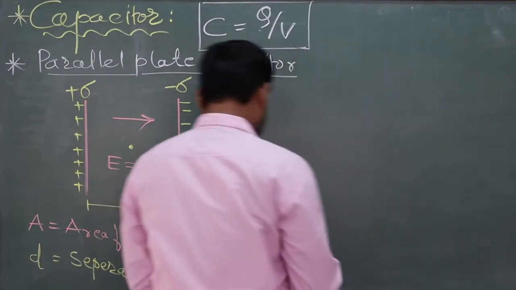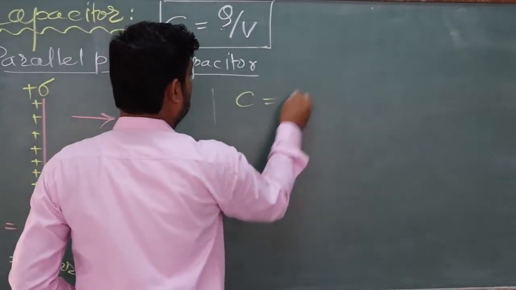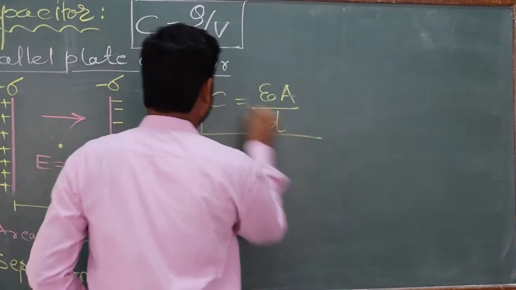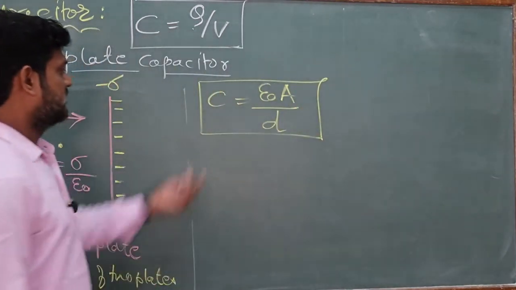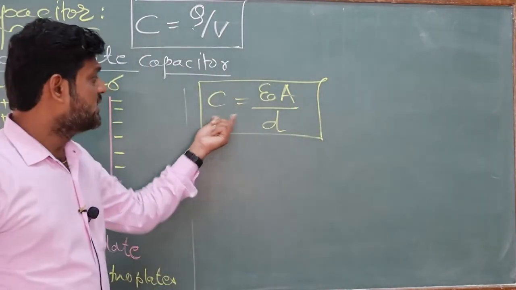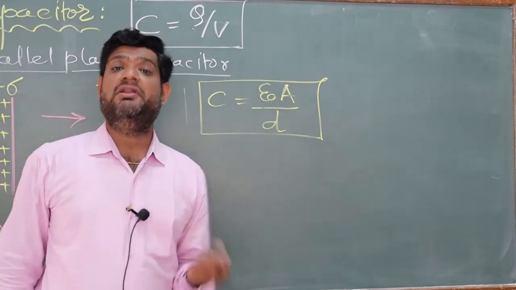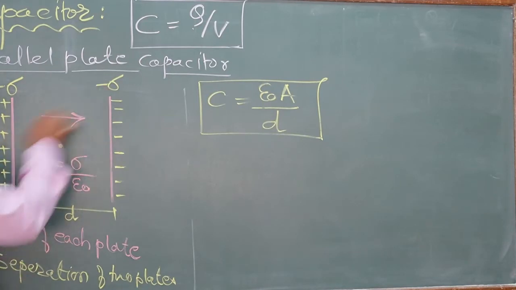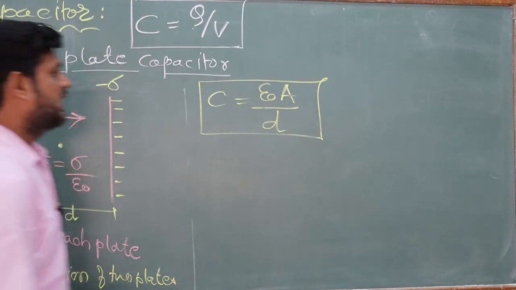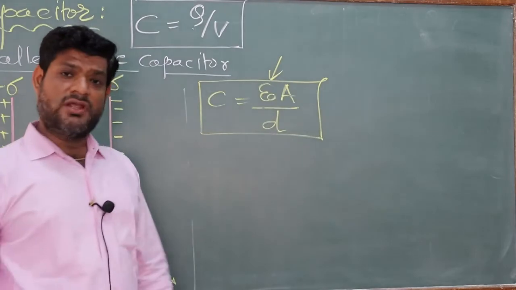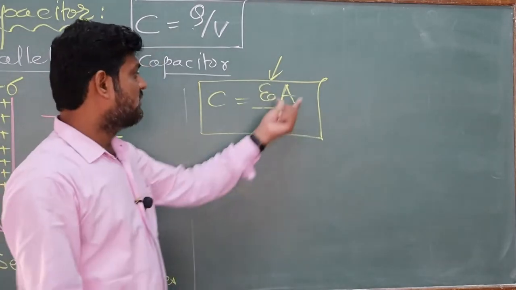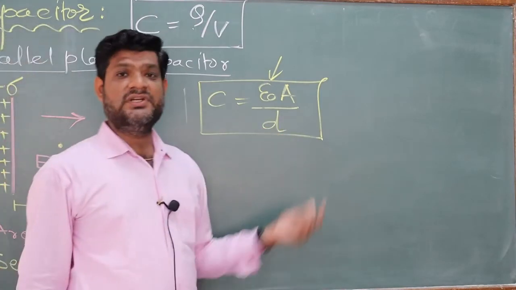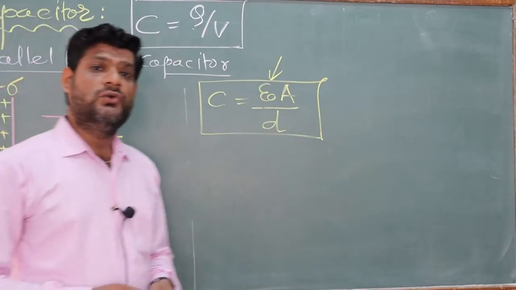See students, what we calculated, C equal to epsilon 0 A by D. In this formula, C is the capacitance, epsilon 0 is the permittivity of free space. Here suppose air medium or vacuum is present, so we will write epsilon 0, known as the permittivity of free space. What is capital A? Area of each plate. And what is D? D is the separation between the two plates.